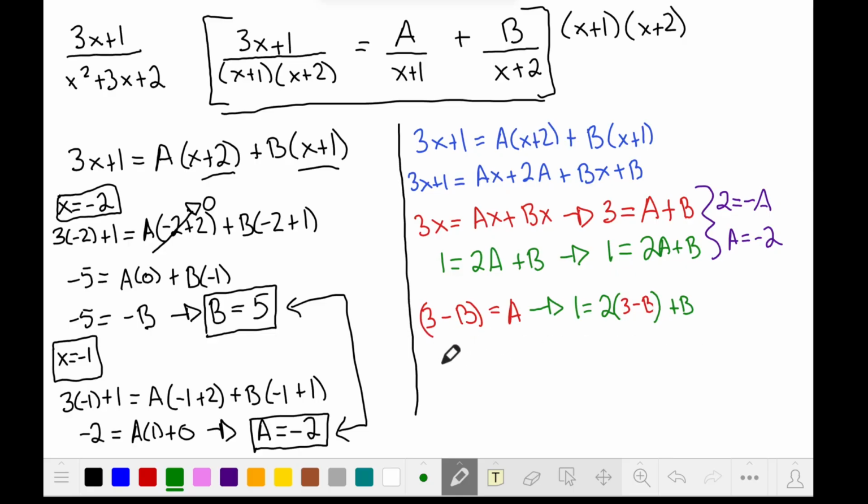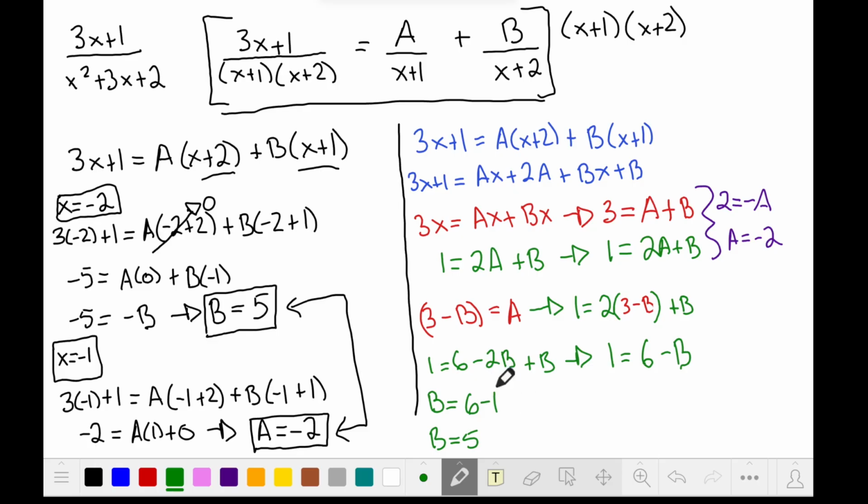So what do I have now? I've got 1 is equal to, well, we'll multiply in. 2 times 3 is 6. 2 times minus b is minus 2b. And then I've got a plus b at the end. So that means that we're going to have 1 is equal to 6 minus b. Now we're almost done. Now we're going to solve for b really quickly. We're going to move b over to the left-hand side and the 1 over. So we're going to have b is equal to 6 minus 1. So b is equal to 5.